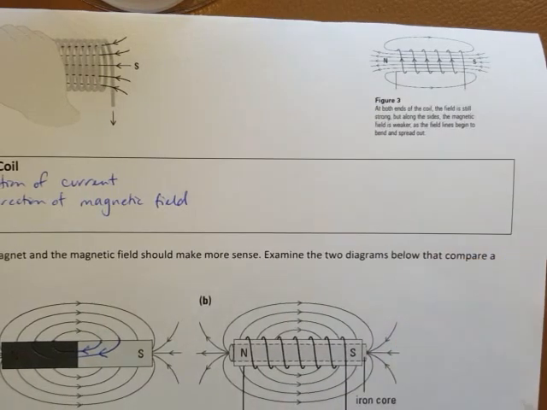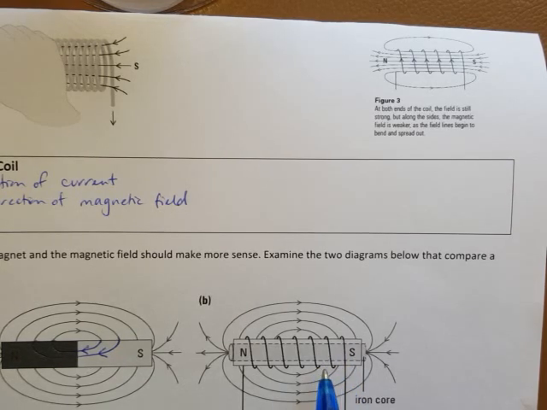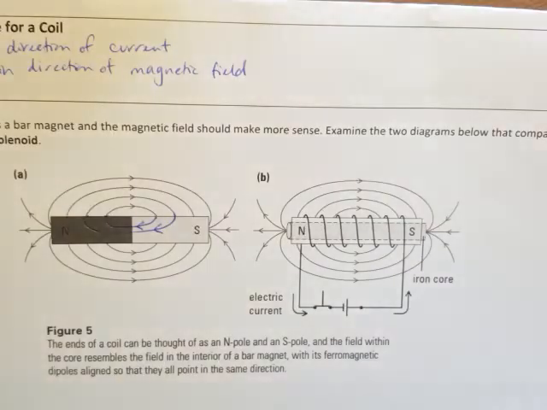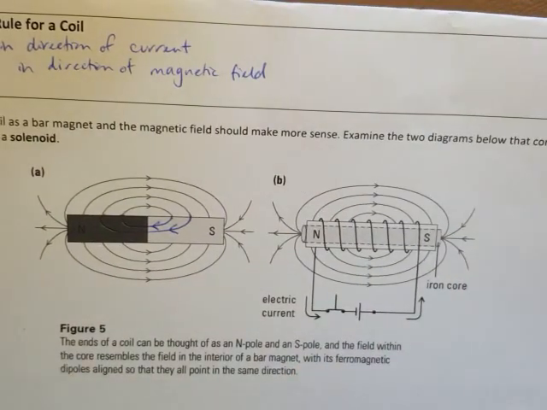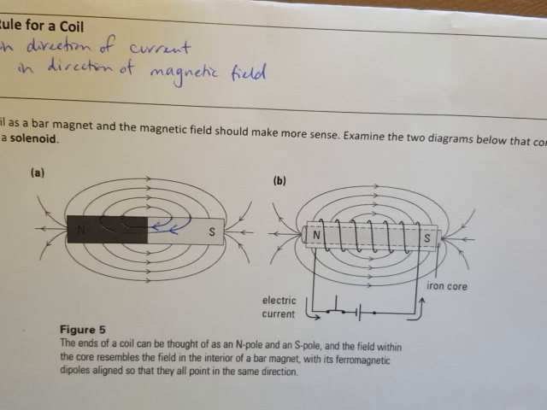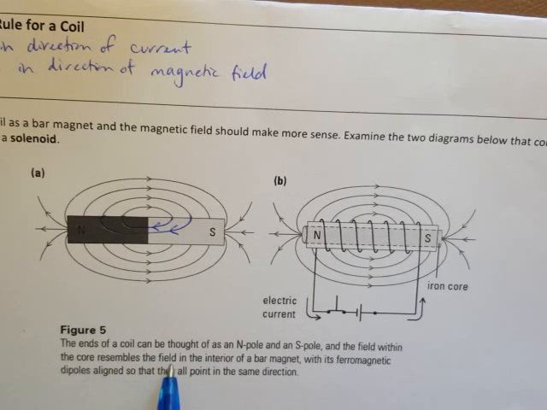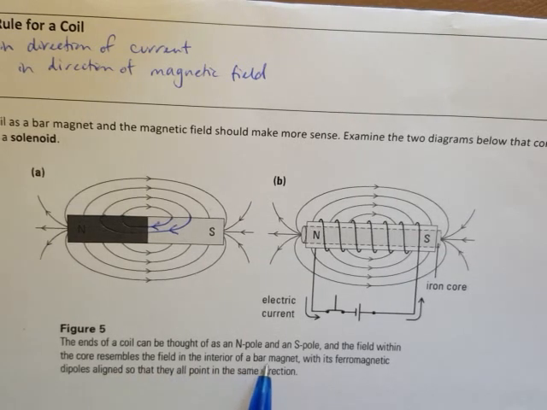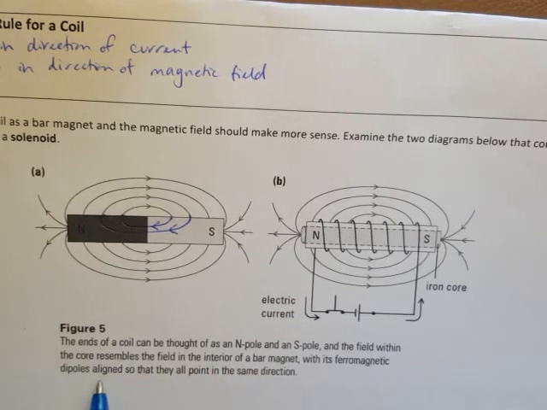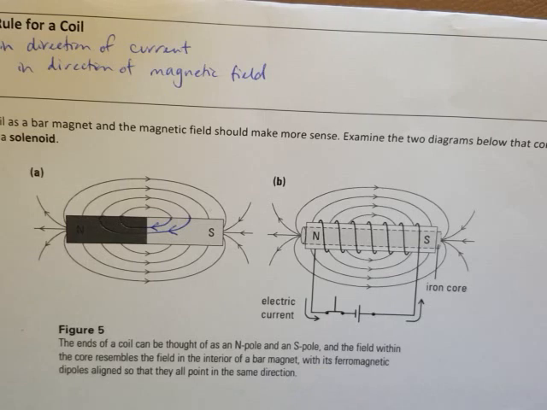Now, if we put an iron core in the middle, then all the domains of the iron core will be affected by the magnetic field produced by the coil, and they'll all point in this direction. So let's read figure 5 here. The ends of a coil can be thought of as the North Pole and South Pole, and the field within the core resembles the field in the interior of a bar magnet, with its ferromagnetic dipoles aligned so they will point in the same direction.